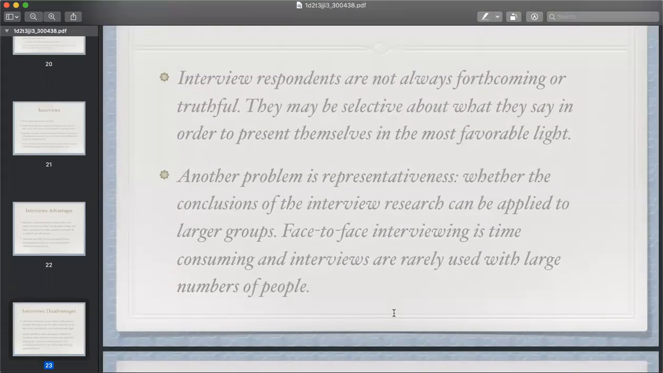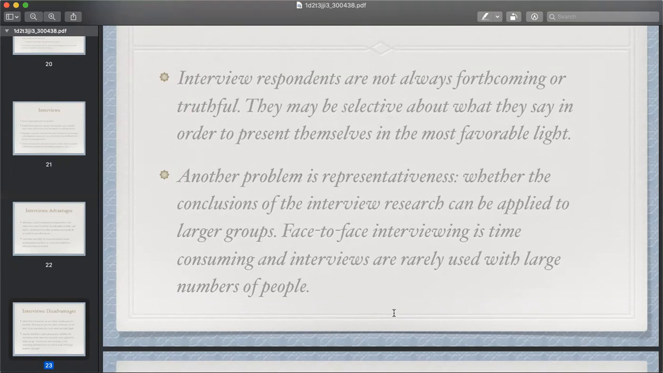What are some of the disadvantages? Well, people may not be truthful. They may not be forthcoming. You have to take into account the impact of the interviewer's gender, race or ethnicity in these cases. Will individuals feel more comfortable answering questions that are very personal in nature to someone of the same gender? What if it's someone of the same race or ethnicity?